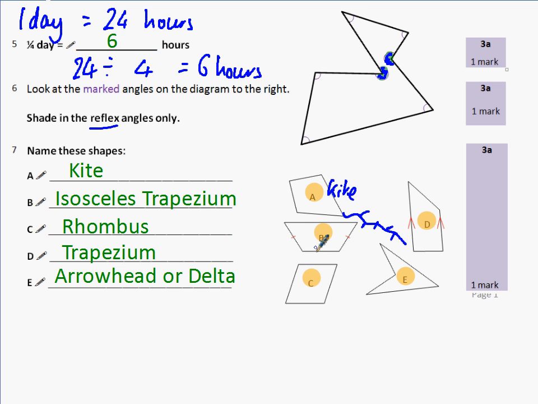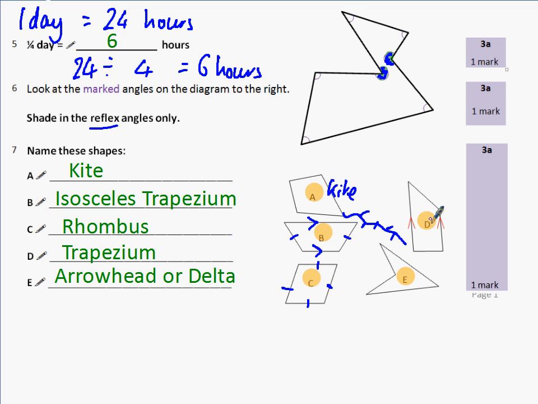B is an isosceles trapezium. It's a trapezium because it's got one pair of parallel sides, and these equal sides make it an isosceles trapezium because it's got one pair of equal sides as well. C is a rhombus. All four sides are the same.